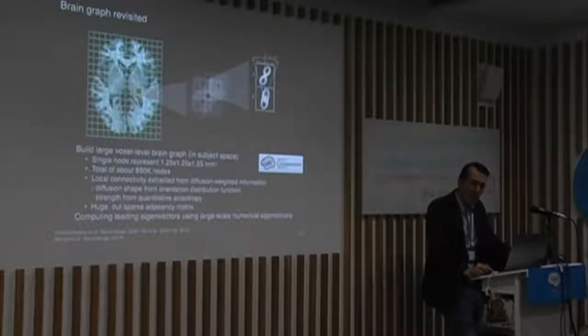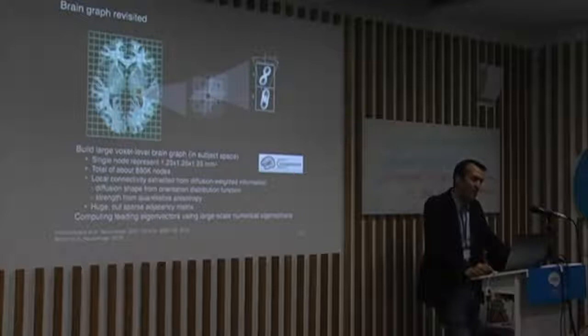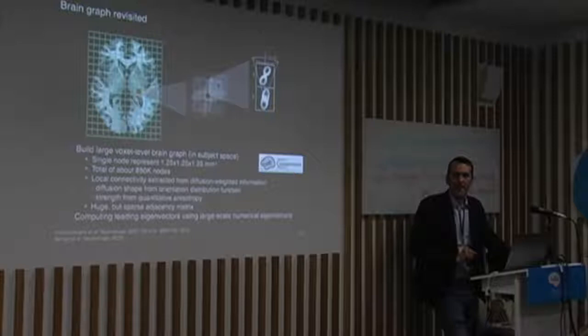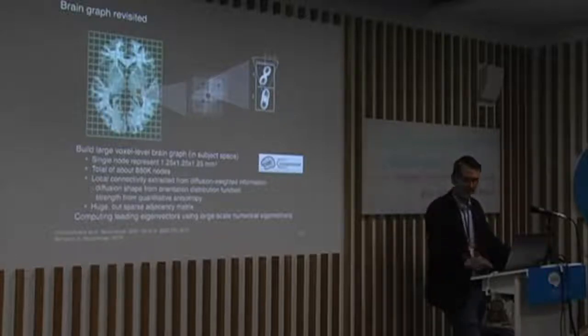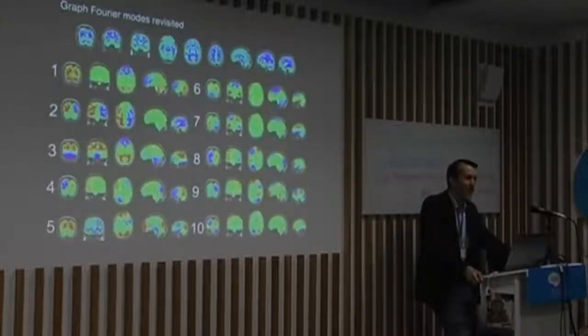And then what we will do is we have this huge matrix, but which is sparse because we only have local connectivity, so we don't explicitly store it. And we can use large-scale eigensolvers to get at least the leading eigenvectors. And an eigenvector in this brain graph sense is a brain map, because an eigenvector will have 850,000 nodes, and you can visualize it like a map, right? And they look like this.